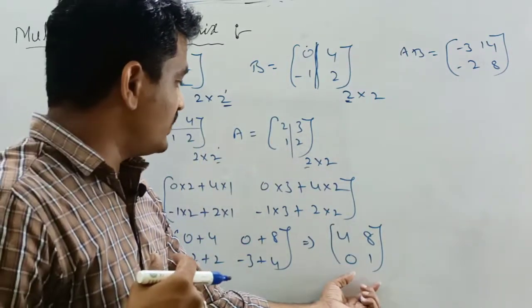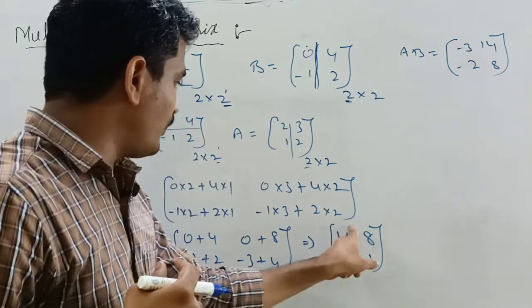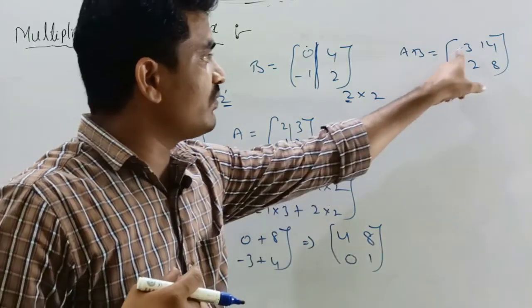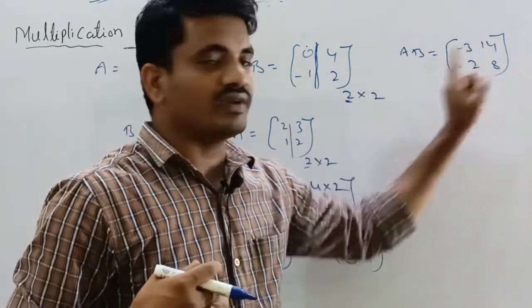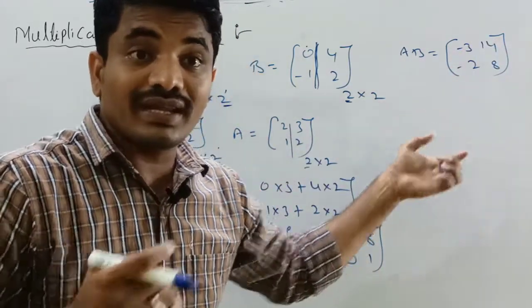Once you observe, the BA answer is 4, 8, 0, 1, but AB equals minus 3, 14, minus 2, 8. We are not getting them equal here.